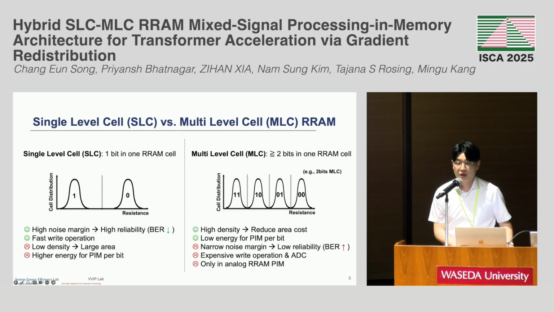On the other hand, for the multi-level cell type, we can store more than 2 bits inside one cell. By doing so, we can have high density and low energy for a PIM operation per bit compared to using the single level cell. However, since the noise margin is narrow, it can cause low reliability with a high bit error rate due to the overlap region. And also, this needs many iterations for writing, so the write operation is relatively expensive compared to the single level cell, and it also requires a high bit precision ADC, which could also be expensive. And lastly, this multi-level cell can be operated only inside the analog RRAM PIM operation.